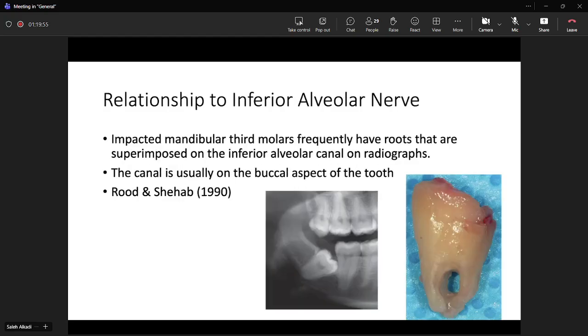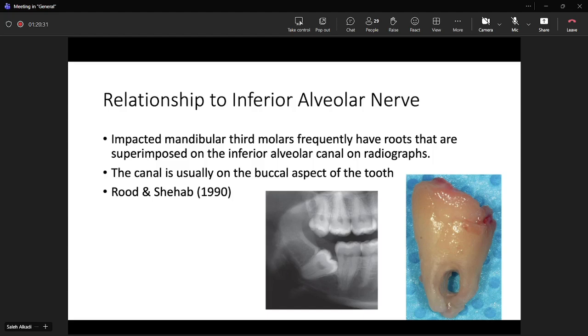Another important thing to assess when you look at the X-ray, when you're assessing a lower impacted third molar for extraction, is the relationship of the roots of this impacted tooth to the inferior alveolar nerve. Usually, you will see the inferior alveolar canal, or inferior dental canal, superimposed by the roots on the radiograph. In reality, the canal is in the buccal aspect of the tooth, and you can't, of course, localize it accurately based on the OPG. You need to have CBCT for that.